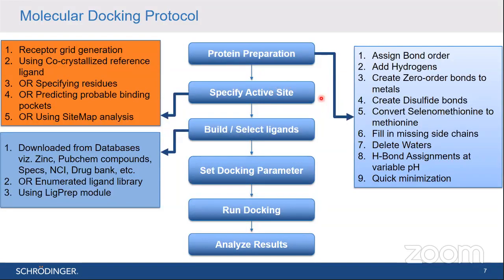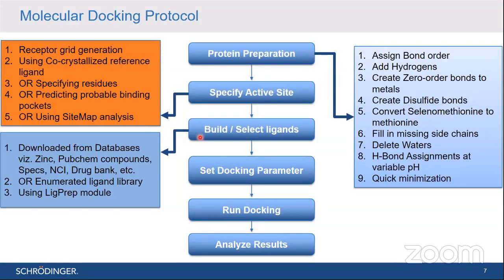Once you prepare the protein structure, you need to specify the binding site. As I explained yesterday, you can have a co-crystallized ligand as a reference for the binding pocket, or you can specify a few residues which you think are present in the binding pocket. You can use the SiteMap tool to analyze it. Once you are sure about the binding pocket, you need to go for receptor grid generation. This is what you need to do for the protein structure.